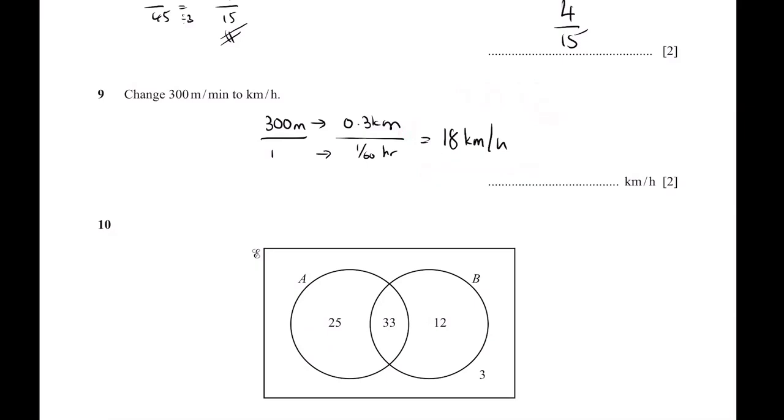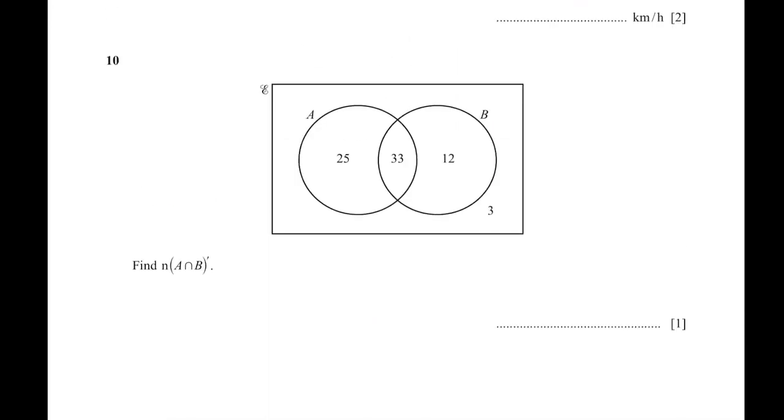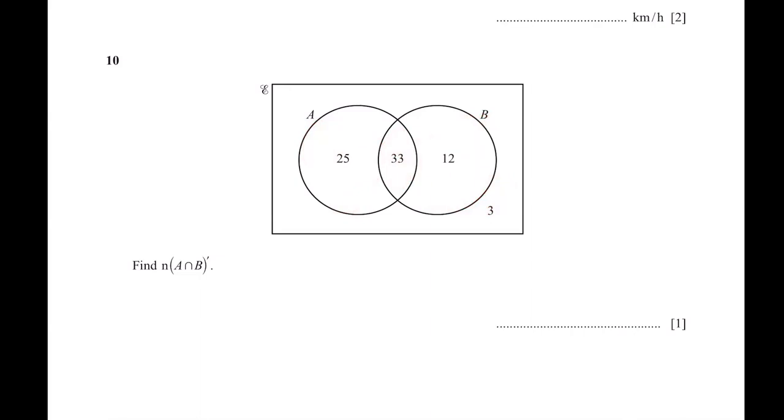Okay, next. Find the number of elements in A intersect B prime. A intersect B prime is here, prime is outside of it. So 12 plus 3 plus 25 would be 40.